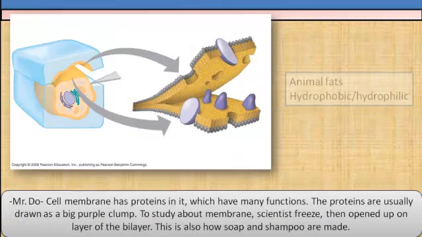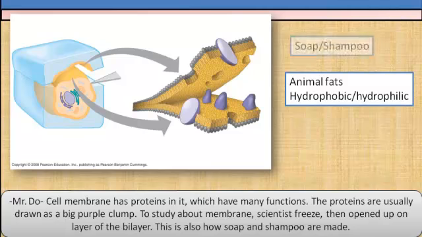Cell membrane has proteins in it, which have many functions. The proteins are usually drawn as a big purple clump. To study about membranes, scientists freeze then open up the layer of the bilayer. This is also how soap and shampoo are made.